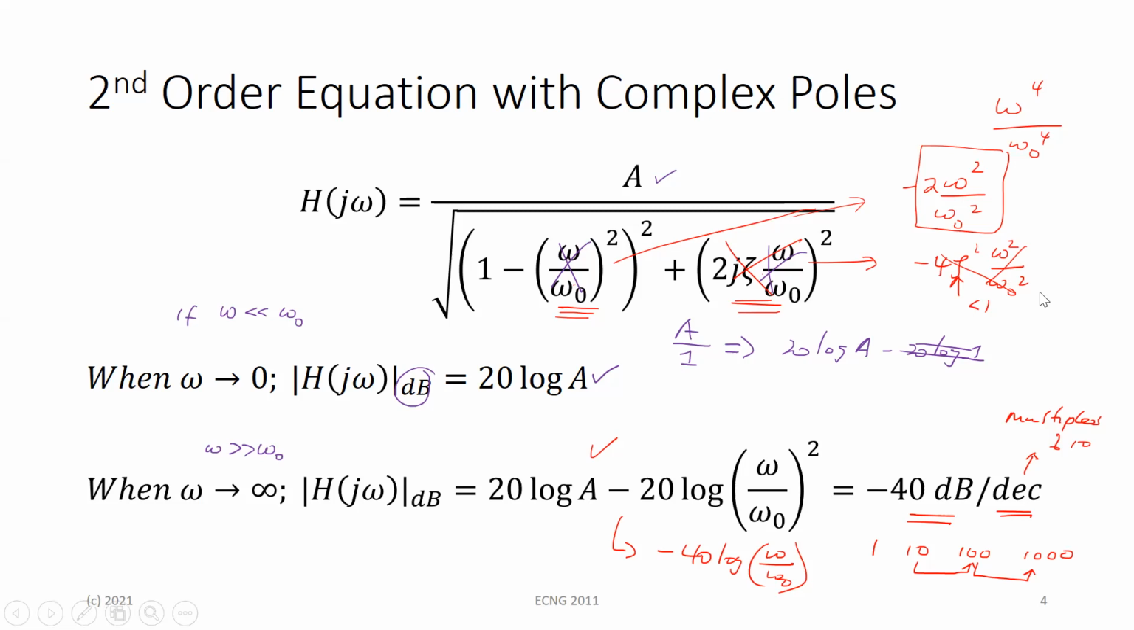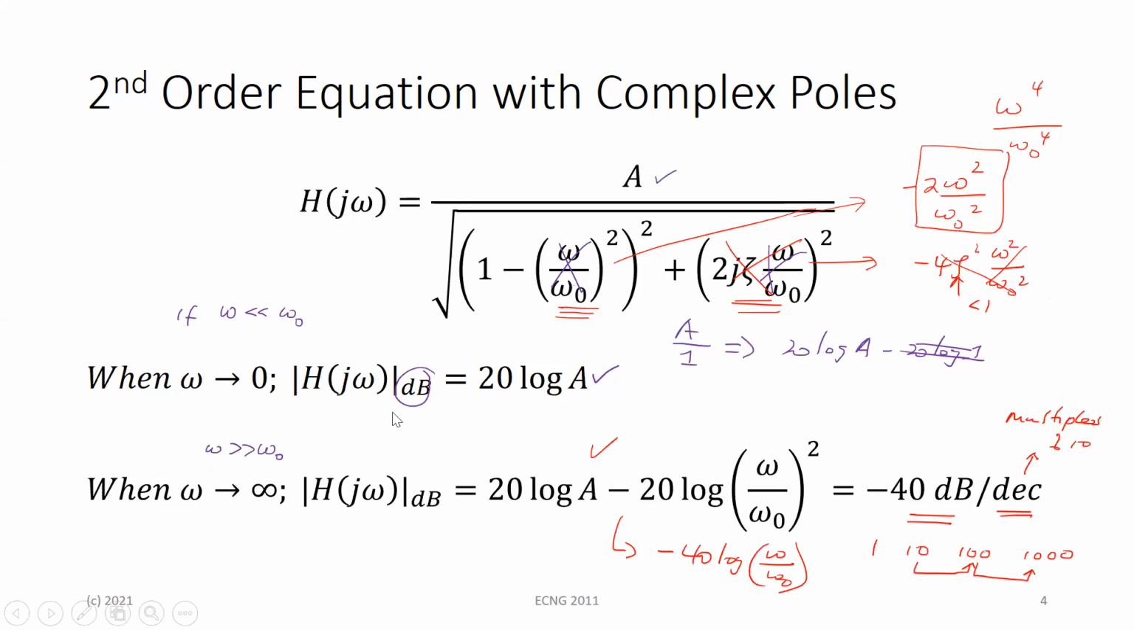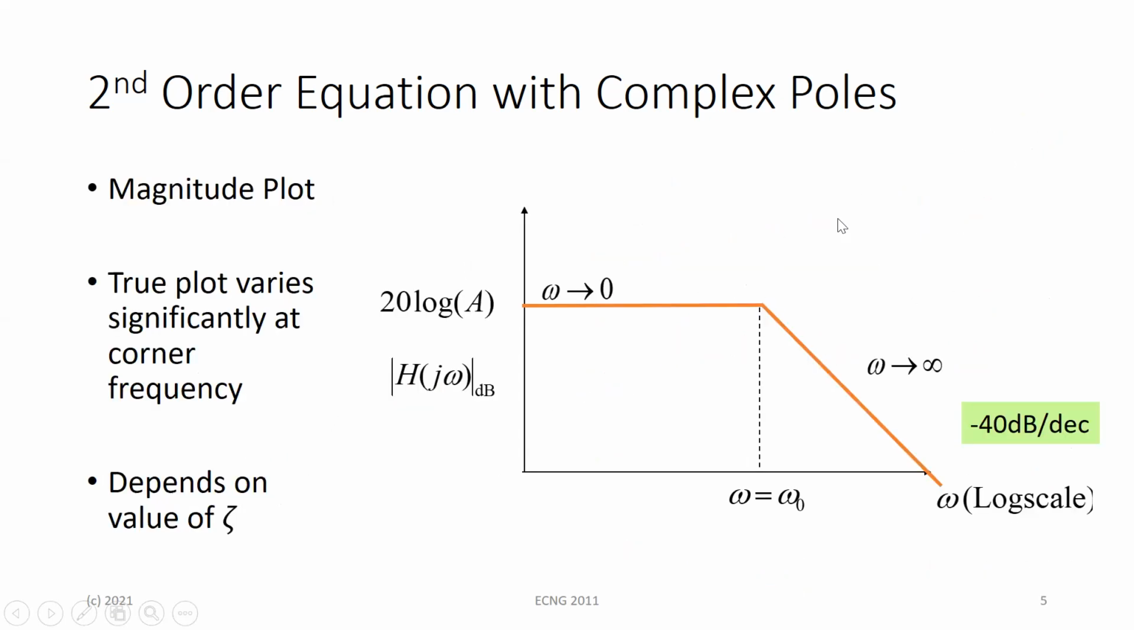All right. So if you plot this now, as we have it here, when omega is much less than omega naught, or the corner frequency here, you could also say omega much less than omega 0, the response is this flat 20 log A. And when omega is much greater than omega 0 and approaches infinity, this part here is sloping at minus 40 dB per decade.